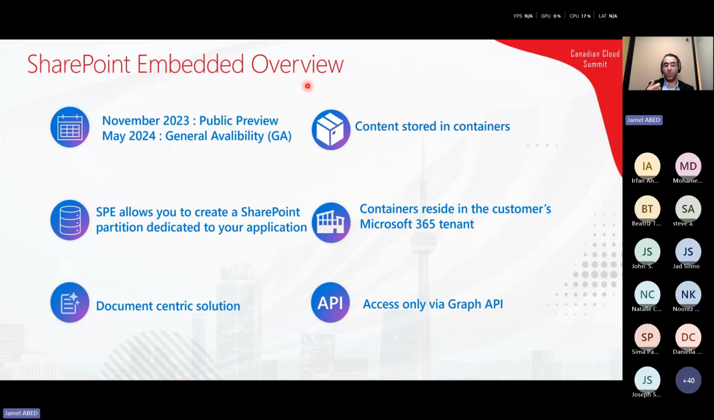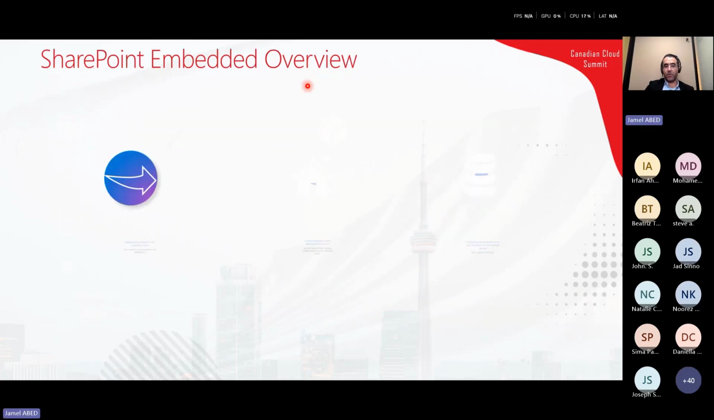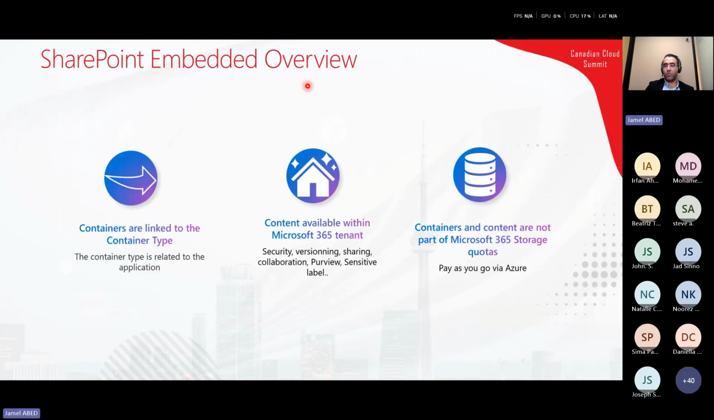Also, when you work with Power Apps and Power Automate, you can use the Graph API to manage the files in your SharePoint Embedded container. So if you don't want to develop your own UI, you can use Power Apps with Power Automate and the Graph API. And all the containers are linked to a container type. A container type is the parent of each container.